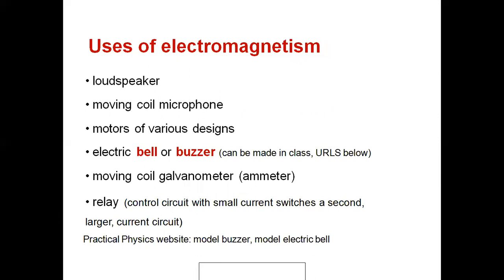Now, where are we using this electromagnet? What are the uses? In a loudspeaker, we are using the electromagnet. In a moving coil microphone, an electromagnet is there. Motors of various designs, electric bells, buzzers, in those an electromagnet is there. Moving coil galvanometer, that is an ammeter, an electromagnet is there. Relays, an electromagnet is there. So a number of applications of electromagnets are there.